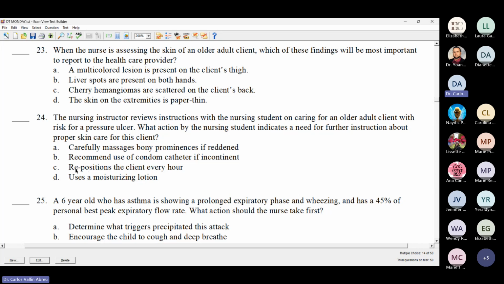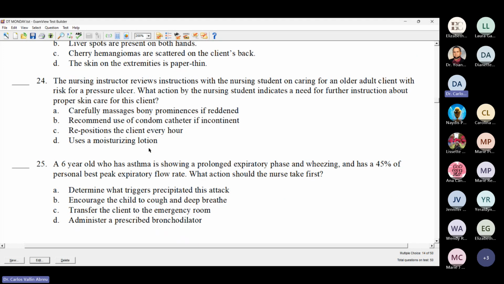So with the comment that it depends on the Braden scale, every hour could be enough or not enough depending on the magnitude of the risk of the client. The condom catheter is okay. The worst recommendation here, the one that requires further instruction and correction, is massaging the bony prominence. This favors the development of pressure ulcers.